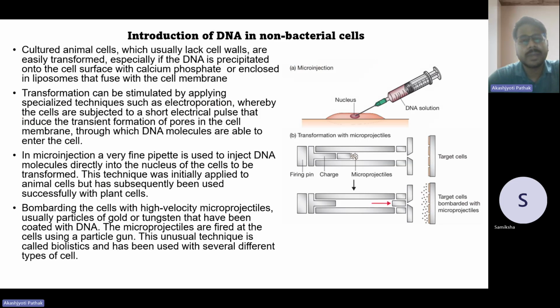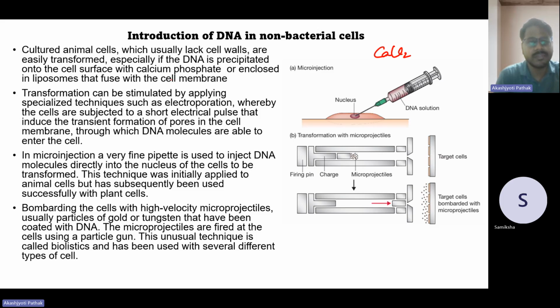Then there are various other methods by which you can transform DNA into different types of host cells. You have read about all these techniques. One is transfer by the calcium chloride method. Calcium chloride or rubidium chloride methods are used for bacterial cells. There are different other methods as well, so you can use liposomes. Cultured animal cells which lack cell walls are easily transformed, especially if the DNA is precipitated onto the cell surface with calcium phosphate or enclosed in liposomes that fuse with the cell membrane. So you can transfer the DNA into cells which lack a cell wall.